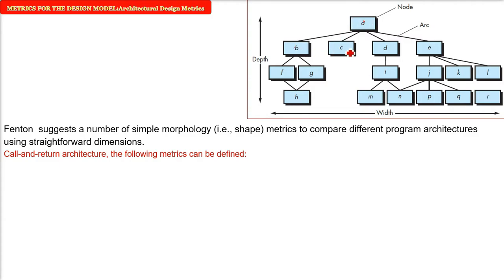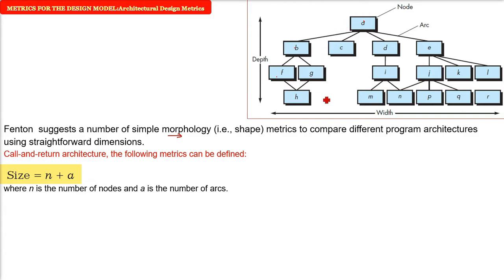that function is calling another function, likewise. So call and return architecture, if we take it, the simple straightforward dimension is, when you make this graph or this figure, the simple way to find out the size will be n plus a. What is n here? N are these blocks, which are the number of nodes in this graph, and a is the number of arcs. So n plus a, nodes plus arcs, is going to give you size.